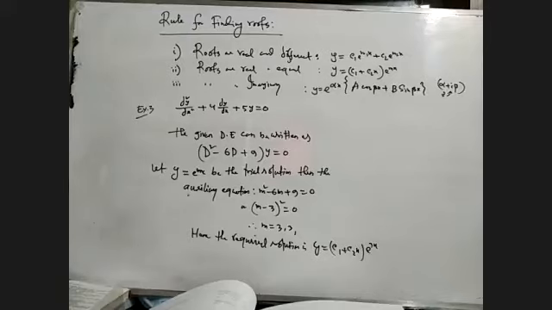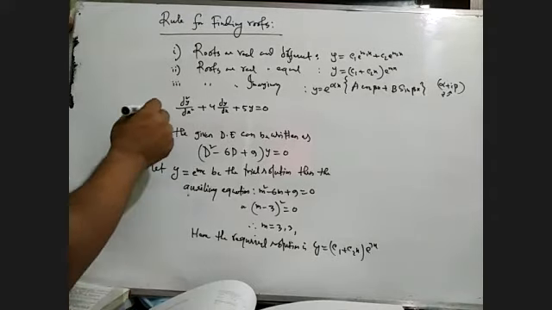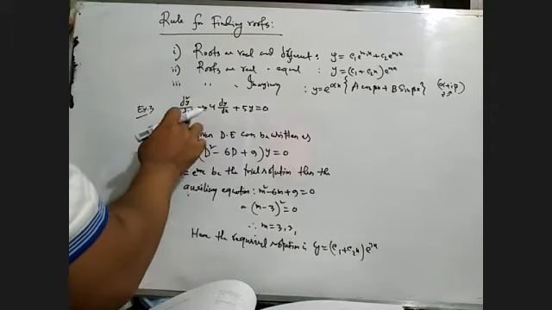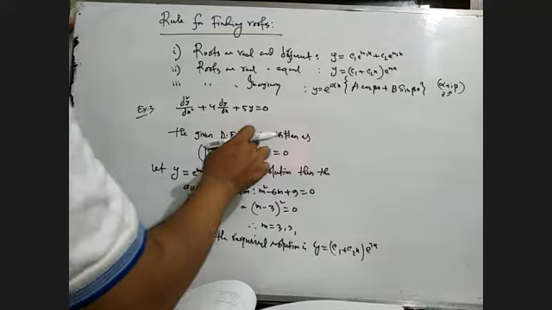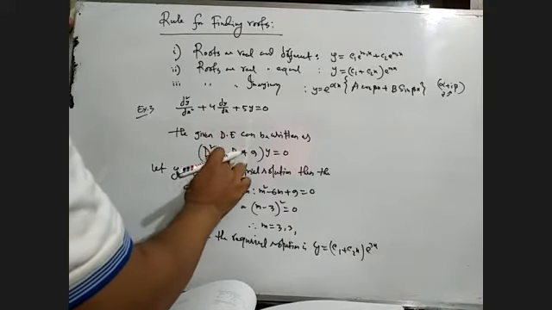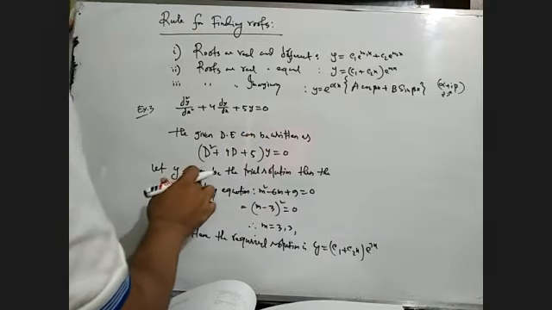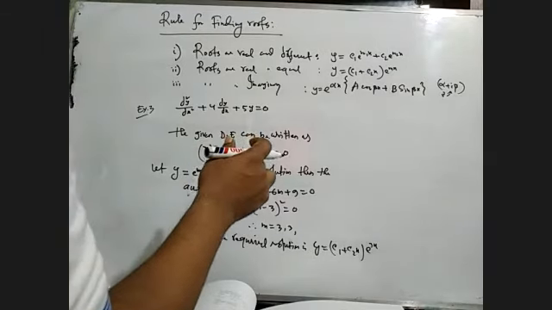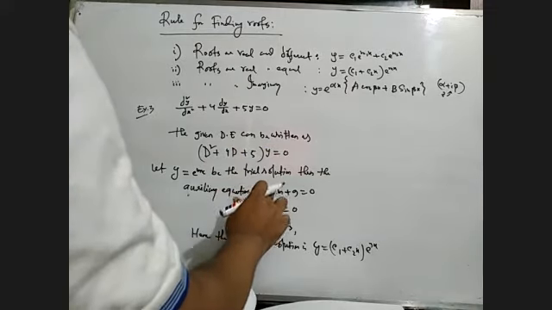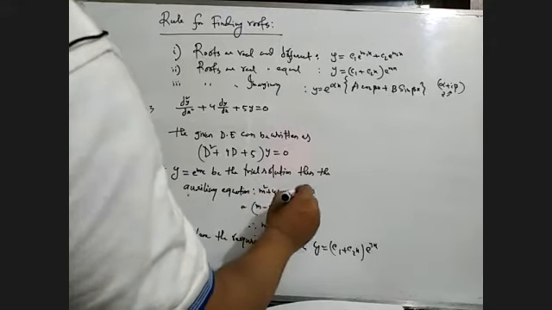Now, for another example, the third example: d square y by dx square plus 4 dy by dx plus 5y equals 0. This given differential equation can be written as (D square plus 4D plus 5) y equals 0. So, let y equals e to the power mx be the trial solution. Then the auxiliary equation will be m square plus 4m plus 5.